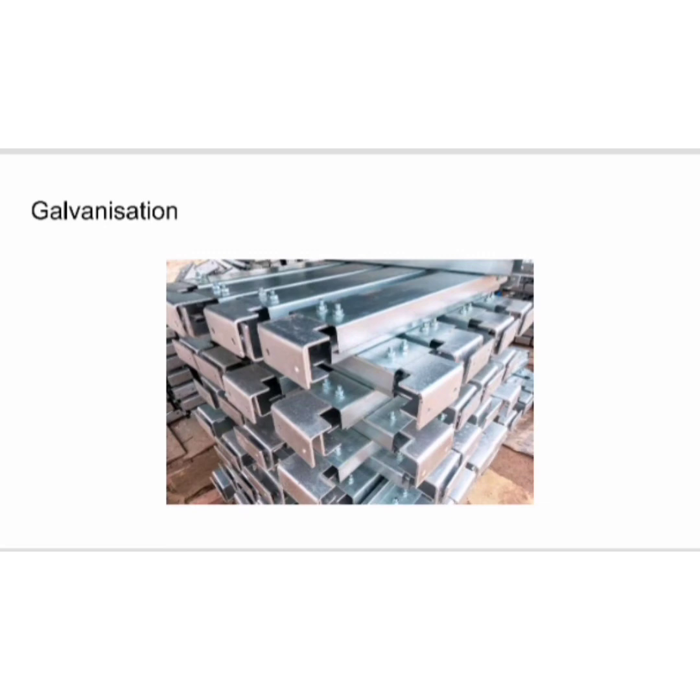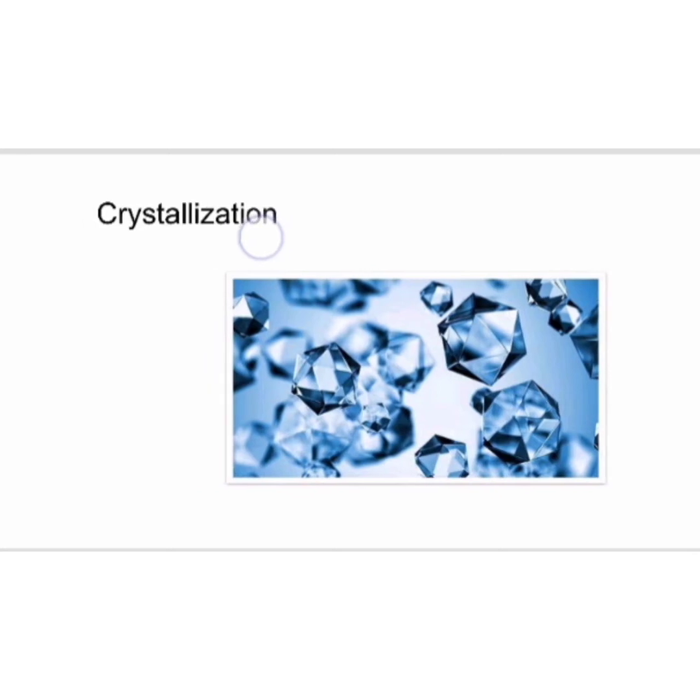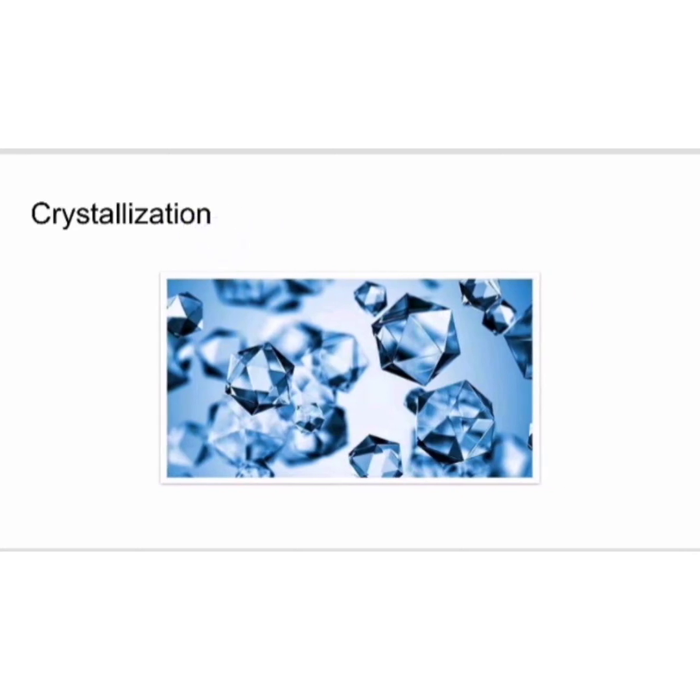And next, crystallization. This is an example of physical change. Rusting of iron is an example of chemical change because a new substance, the rust, is formed. Crystallization is an example of physical change. Let us see about that.